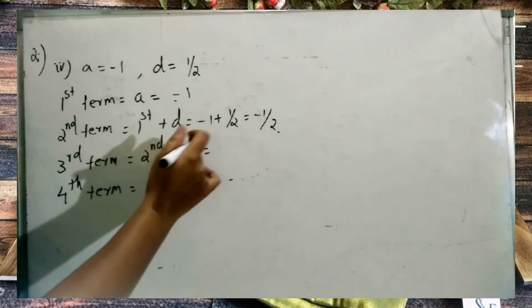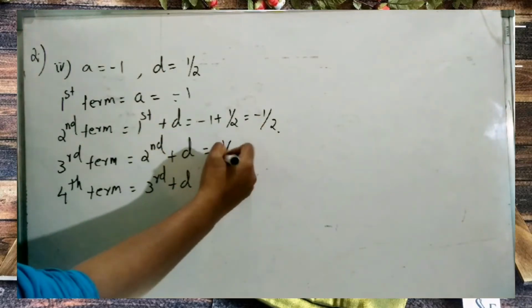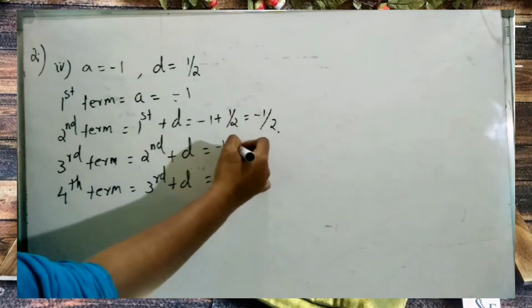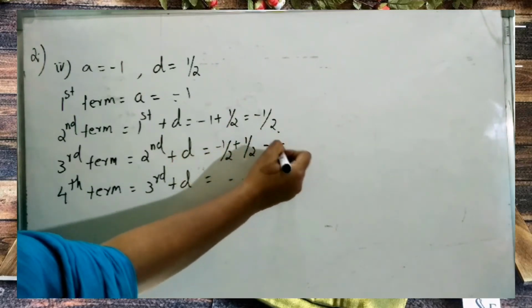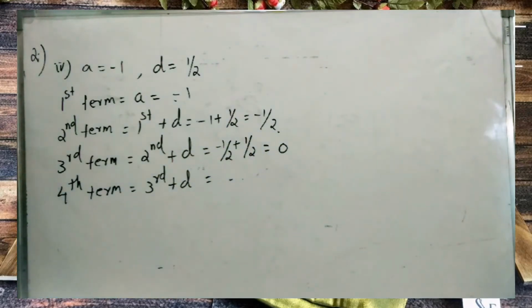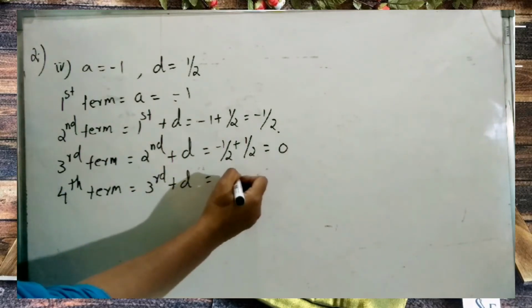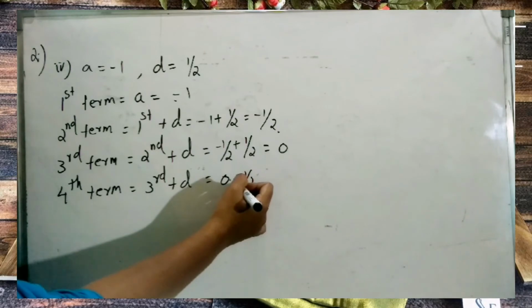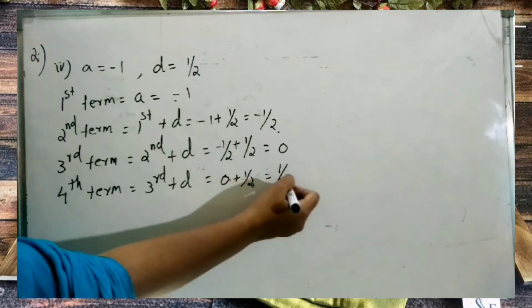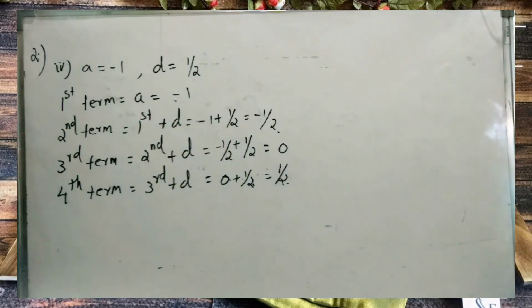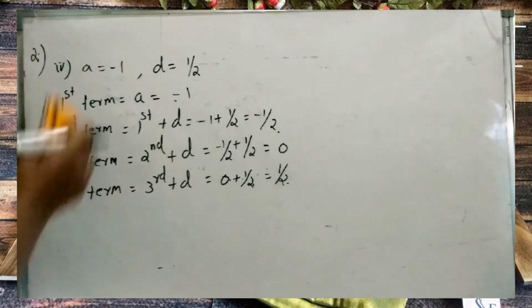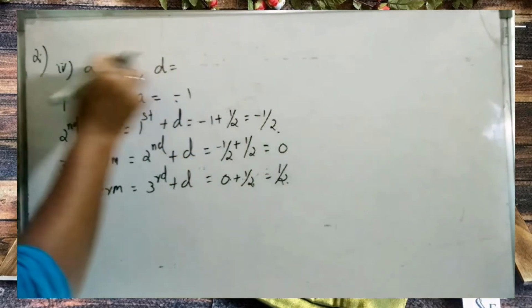The third term is second term plus D. The second term is minus 1/2 and D is plus 1/2, so we will get 0. And the fourth term is third term plus D. The third term is 0 and D is 1/2, so 0 plus 1/2 is 1/2. Hence the four terms of the given AP are minus 1, minus 1/2, 0 and 1/2. Next one.